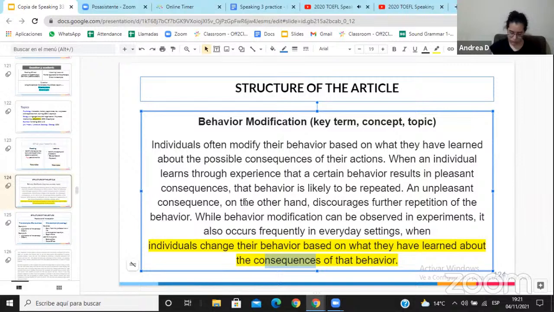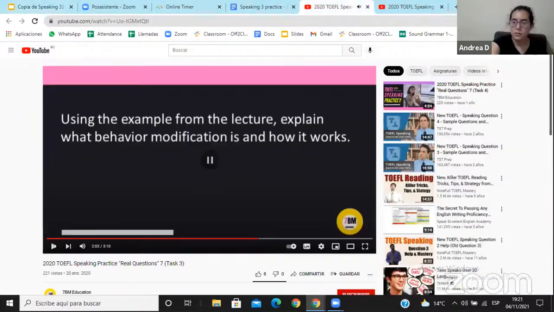Using the example from the lecture, explain what behavior modification is and how it works.